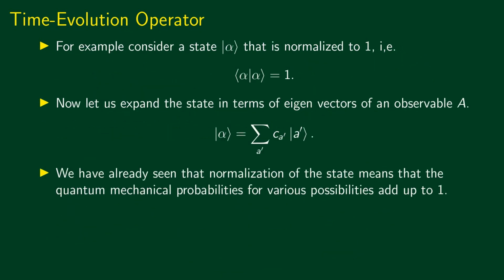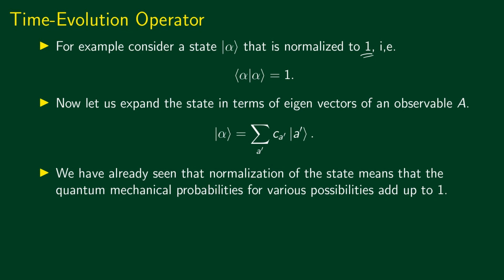mechanics. Now consider a state ket alpha that is normalized to 1, which means that we can write bracket alpha, alpha is equal to 1. Right? We know that we can always normalize a state by multiplying it with a number, because multiplying a ket with a number does not change the state that it represents. We have seen this in the first chapter.